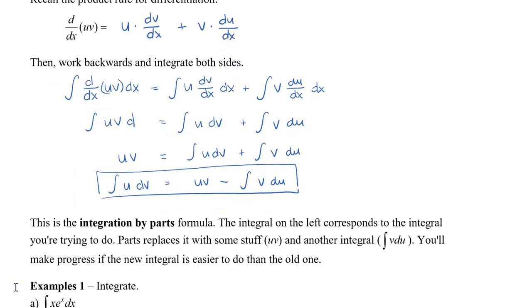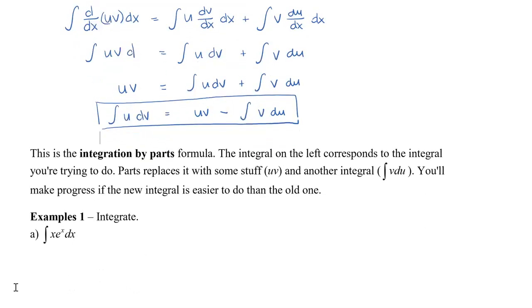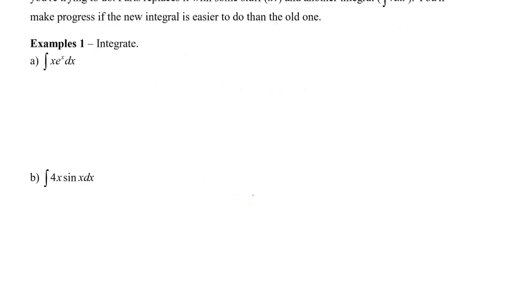The integral on the left corresponds to the integral that you're trying to do. And then the parts replaces it with some stuff, which is u times v, and another integral, which is v du. Now you'll make progress if the new integral is easier to do than the old one, which is your goal. So let's take a look at a couple of examples.